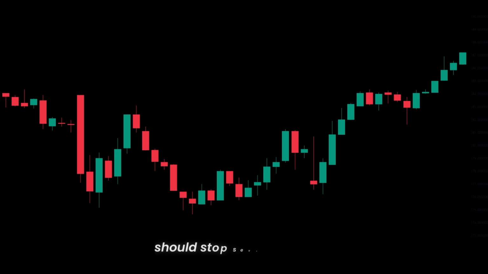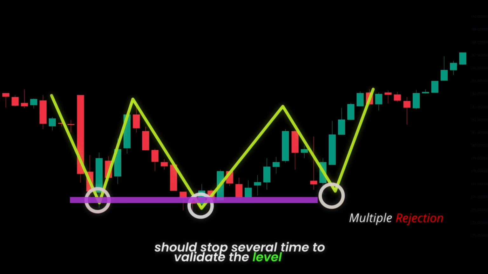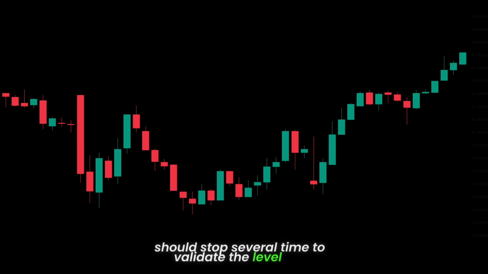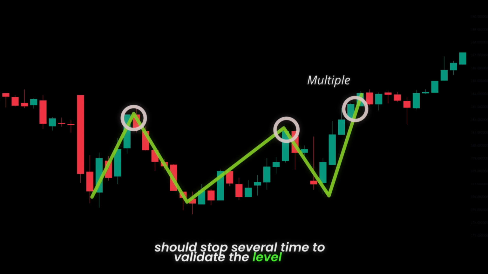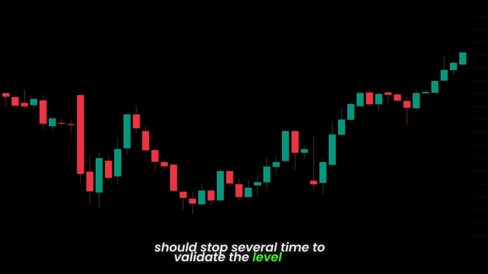So, the first rule is multiple rejection. This rule is that to validate the level, the price should stop at that point repeatedly. Look here. Here we can see that the price came down to this level 3 times and went back up, which got multiple rejection here. So here we can create a support zone. You can see the same thing above as well. Whenever the price went up to this level, it came down from there. So here we can create a resistance level. And the bigger the rejection, the stronger the breakout will be.